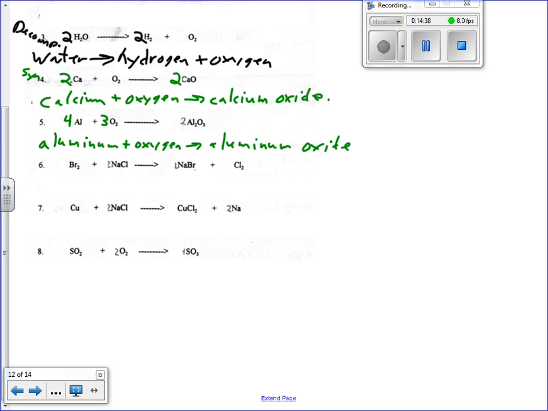And what kind of reaction is it? Synthesis. Yep. Okay. All right. Keep her going there, guys.